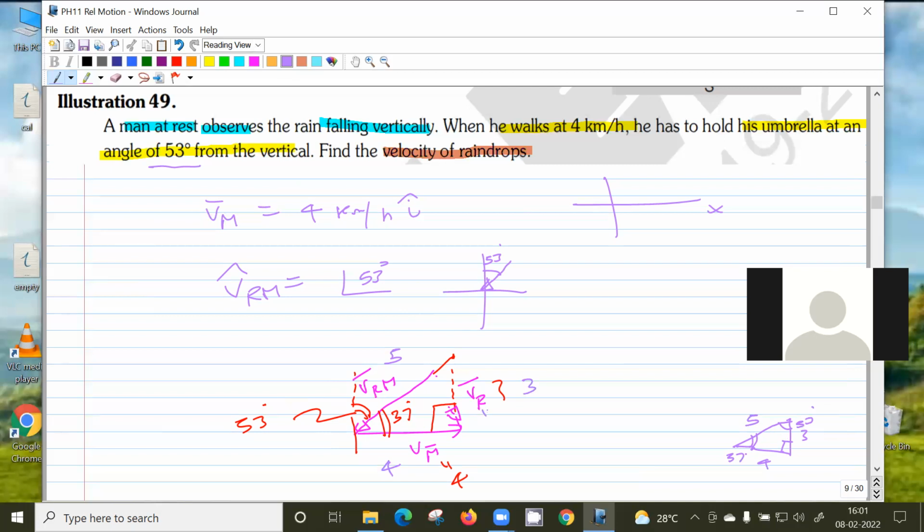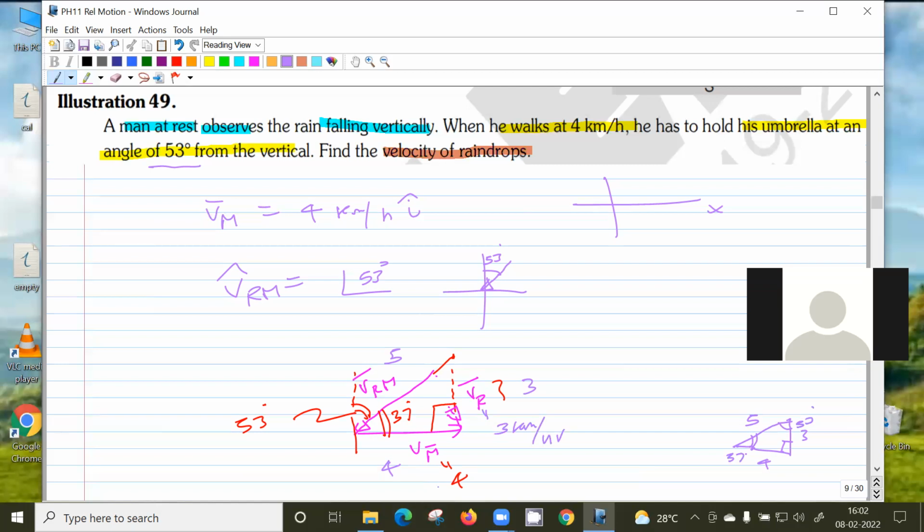So velocity of rain is 3, yeah. See, velocity of man is 4 kilometers per hour, no? It's given in the question. I'm asking whether the velocity of rain is 3 or not. Your voice is not clear.